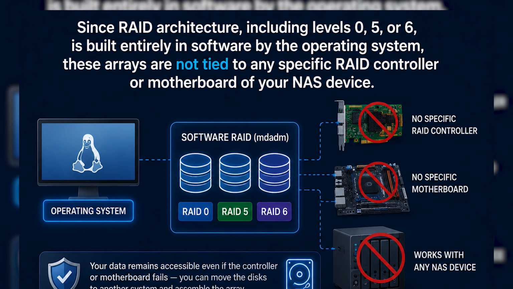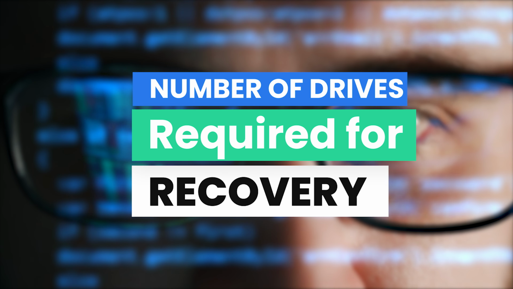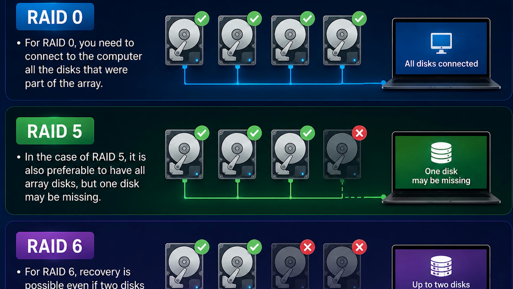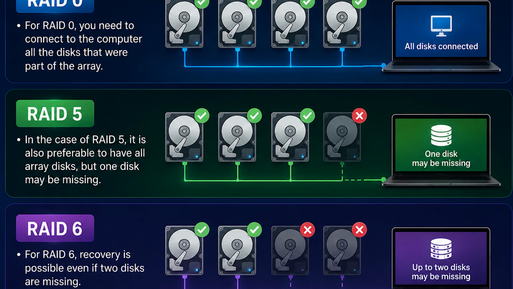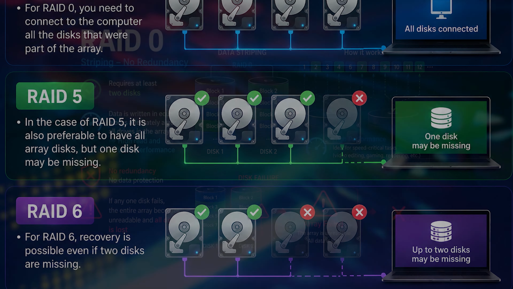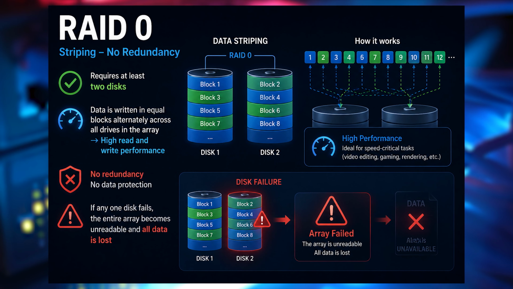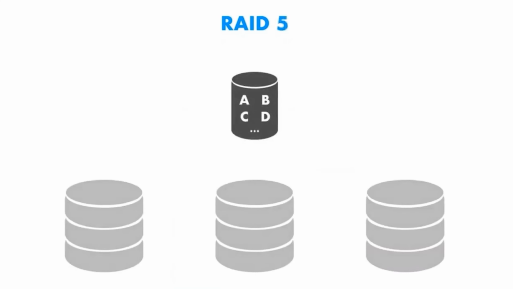Before starting the recovery, it is important to understand how many drives from the array must be present and in working order. RAID 0 requires at least 2 drives and is the only level discussed that has no redundancy. The failure of any single drive immediately makes the array unreadable and all data inaccessible. RAID 5 is a more secure solution and requires a minimum of 3 drives.